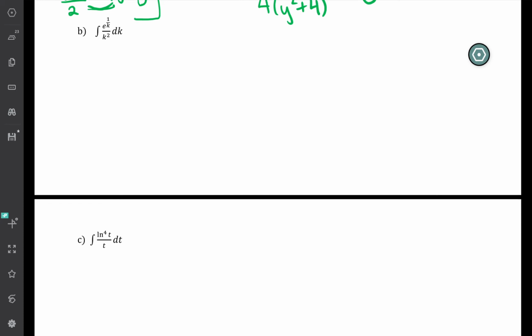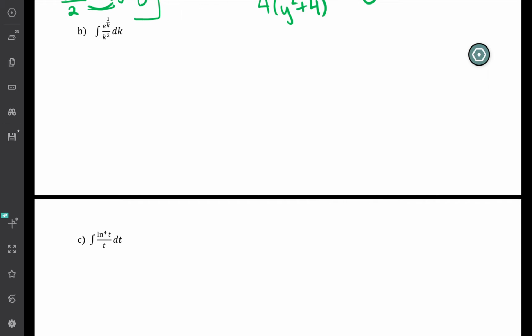Okay, so for part B, same idea. We want to look for our W. If we can spot our W, we can substitute it out. We also have to make sure that we not only get rid of K's, but get rid of dK's. So we need to switch to dW's if we're going to switch to W's.